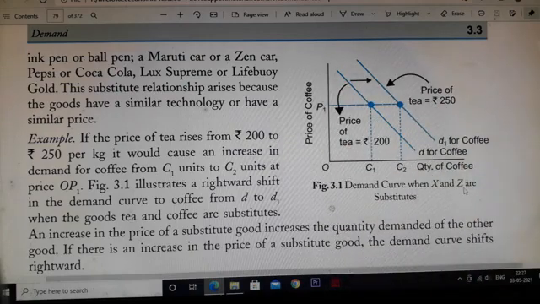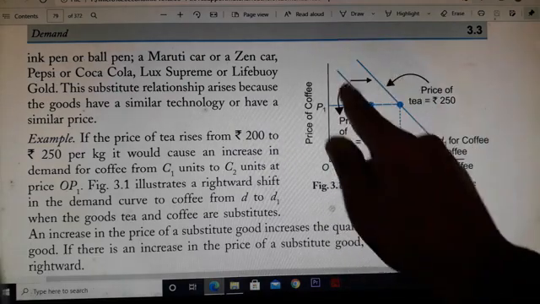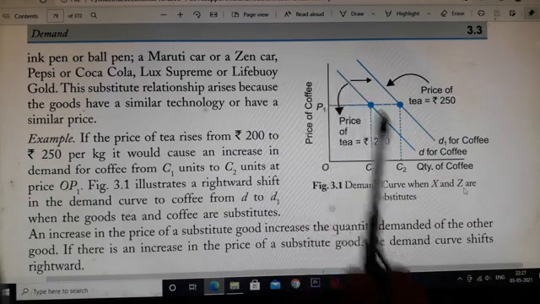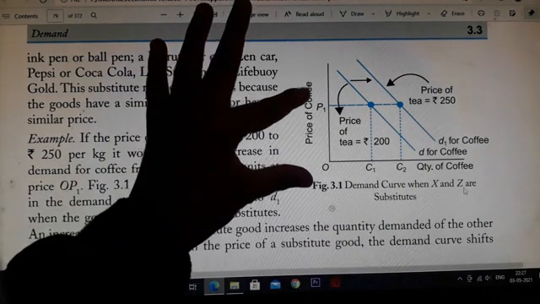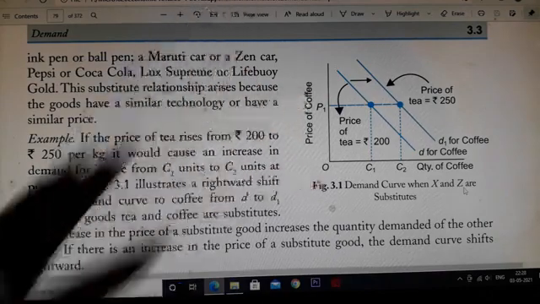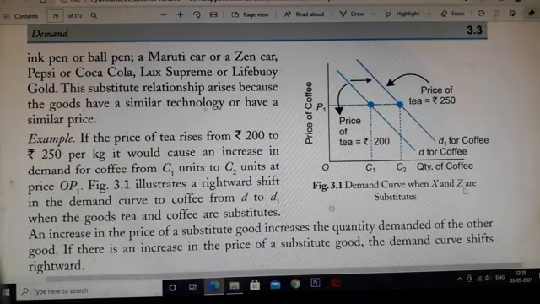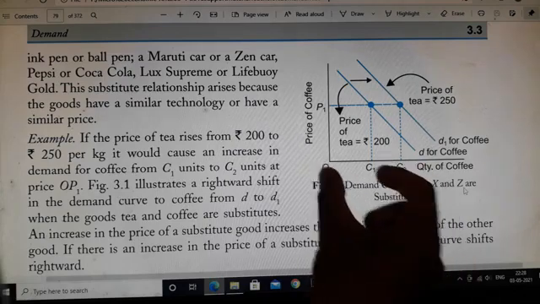Okay, first we'll just concentrate on the first line. First को यो जुन चाहिँ line छ नि यसमा खाली हामी पहिला concentrate गरौँ. So at OP1, OP1 means the price of coffee. So at OP1, if you see, the amount of coffee that we demand is OC1.